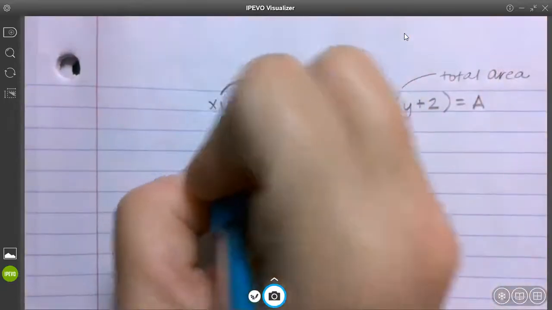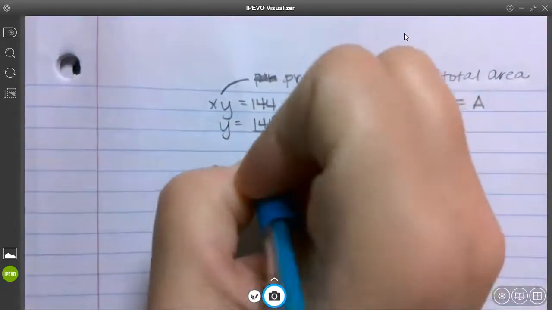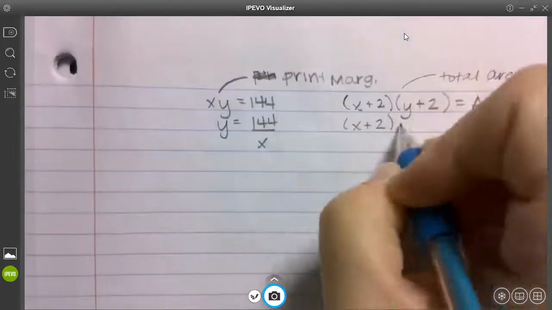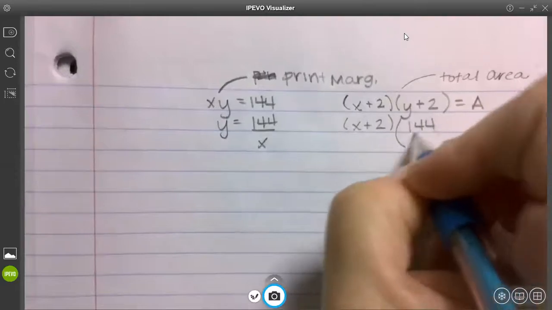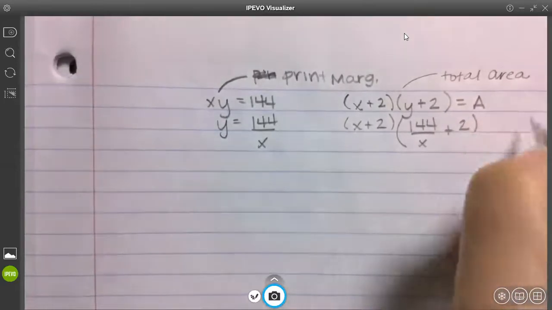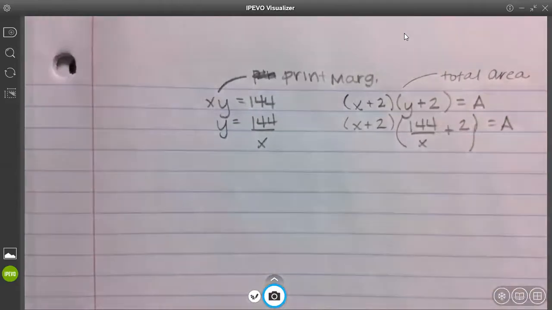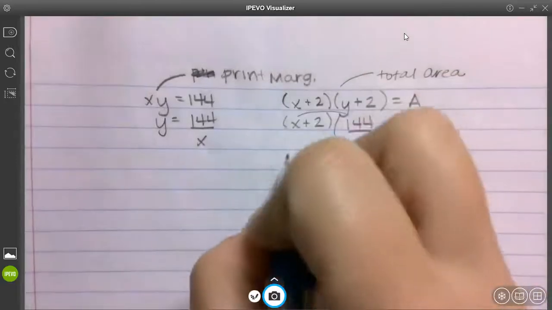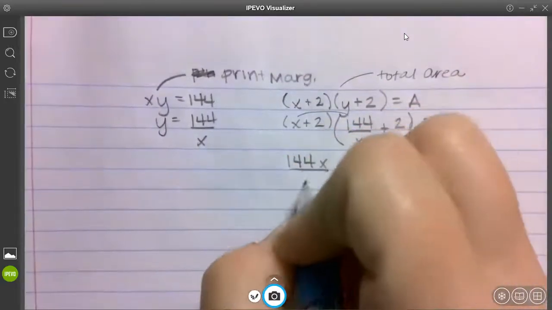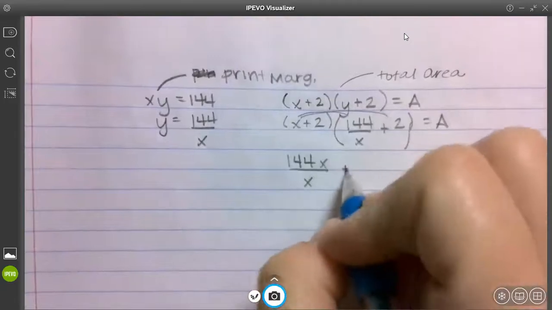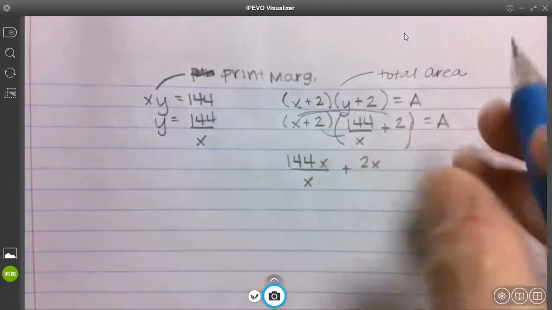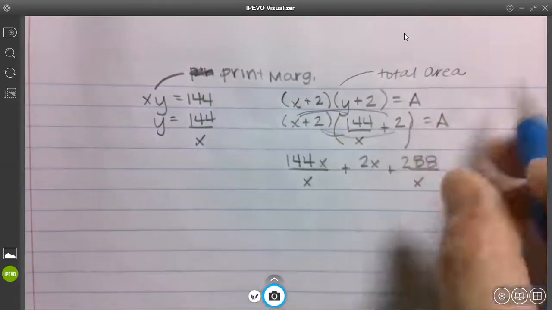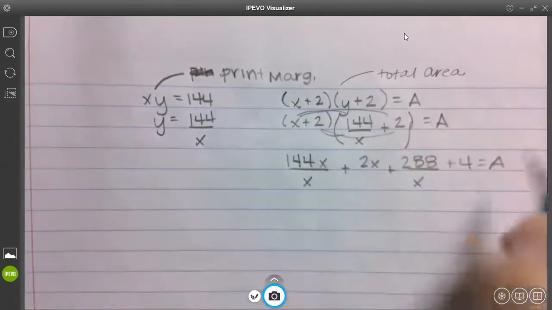We're going to solve for either one of these. I went ahead and solved for y on this by dividing by x. So we get x plus 2 instead of y. We get 144 over x, times x plus 2, is going to equal the total area we're looking for. We're going to multiply this out. We get 144x over x. x times 2 is 2x. 2 times 144 is 288 over x. And then 2 times 2 is 4 is going to give you our area.